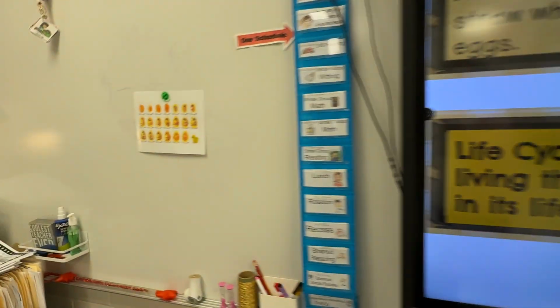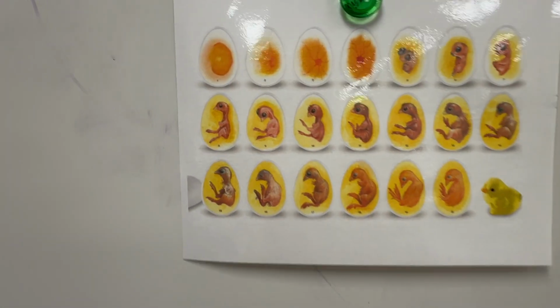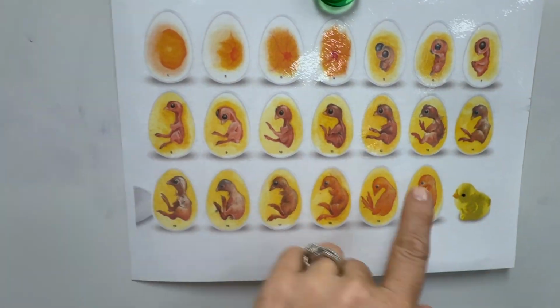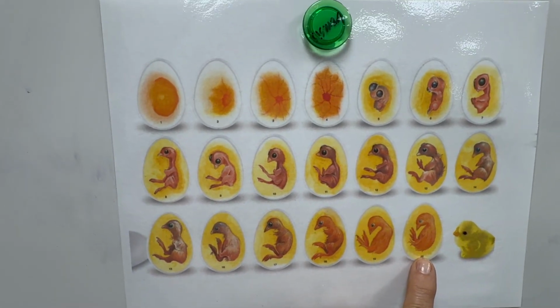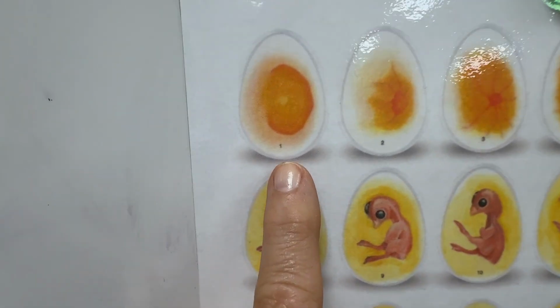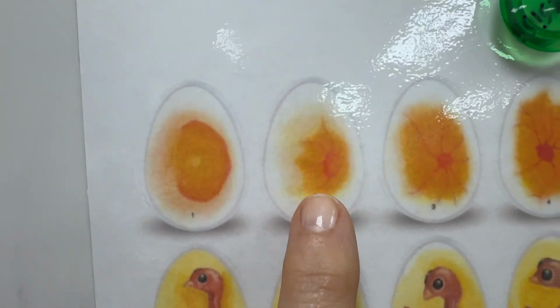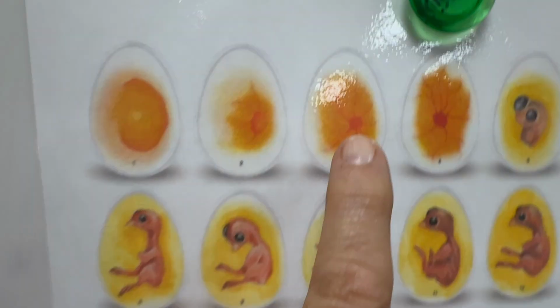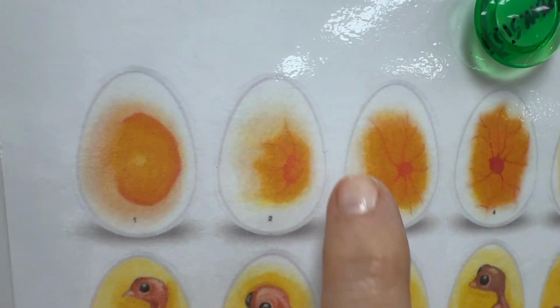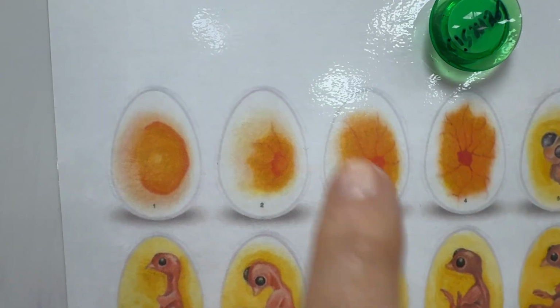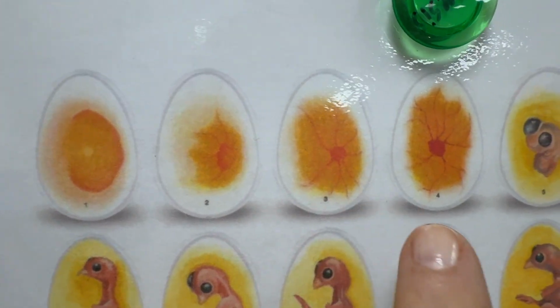The last thing we're going to look at today is this little diagram that goes through all of the days, day 1 to day 21, of what the embryo looks like on the inside. So you can see the development we've had so far. This was day 1. Day 2, we're starting to see more development. Day 3, we see a lot of blood vessels coming out. Actually, when the chicks hatch, we're going to look at the inside of the eggs, and you'll also see all these blood vessels coming out.